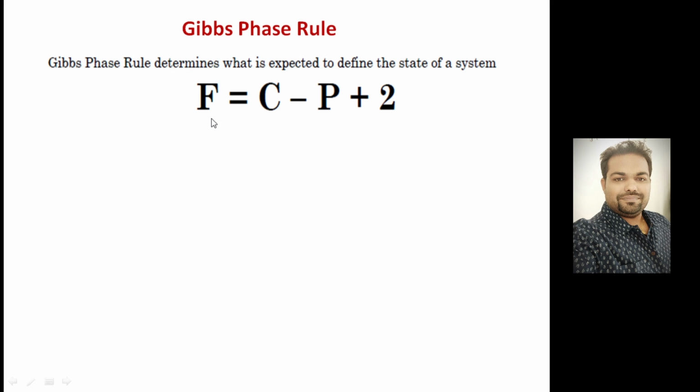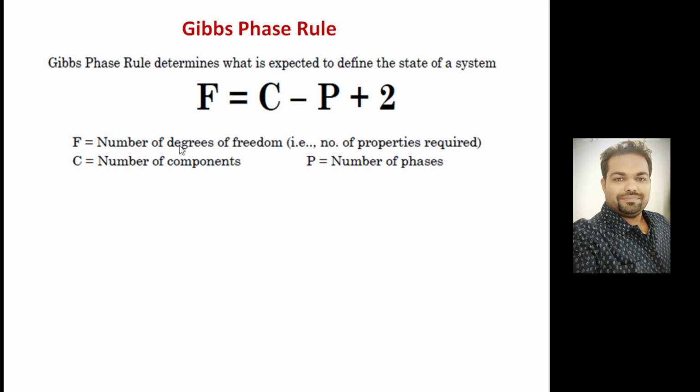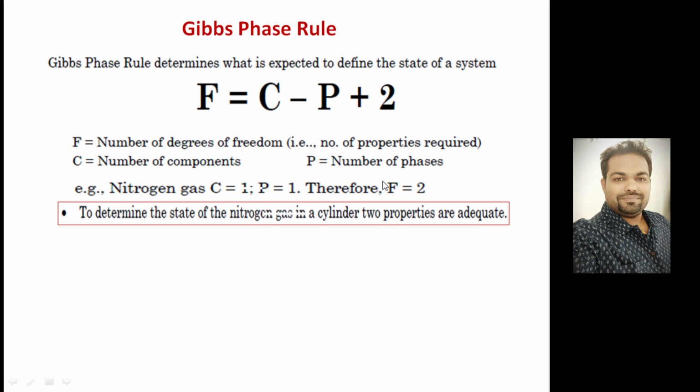The number of independent properties is F equal to C minus P plus 2, where F is known as the number of degrees of freedom, or the number of properties required, and C is called the number of components, whether it's a single component or a two component system, and P is known as the number of phases, plus 2. So take one example, let's suppose it's nitrogen. For nitrogen, C is equal to 1, because nitrogen is a single component, and the phase is also 1. Substituting the values, we get F is equal to 2. That means to define the state of nitrogen gas in a cylinder, two independent properties are adequate.